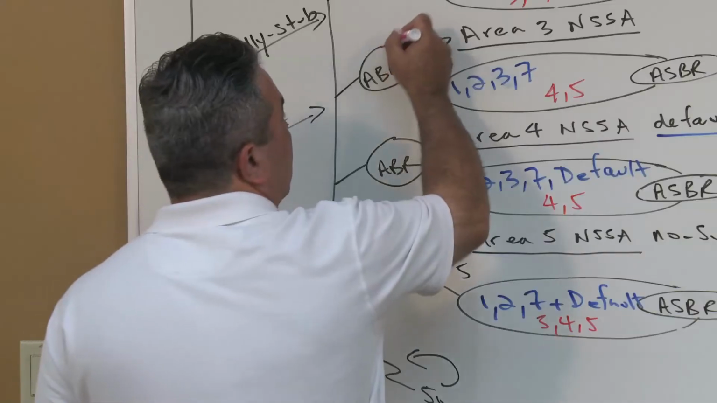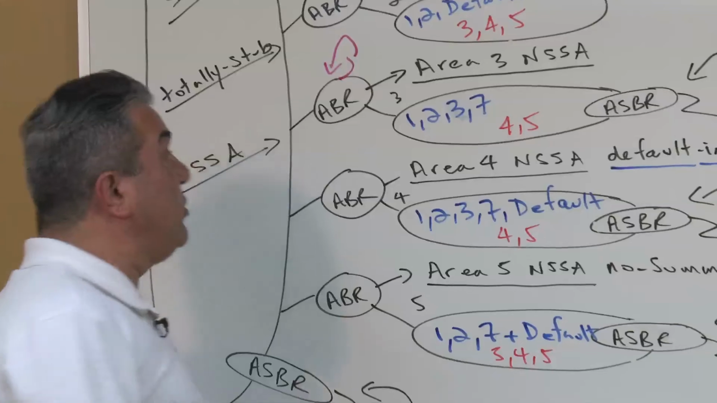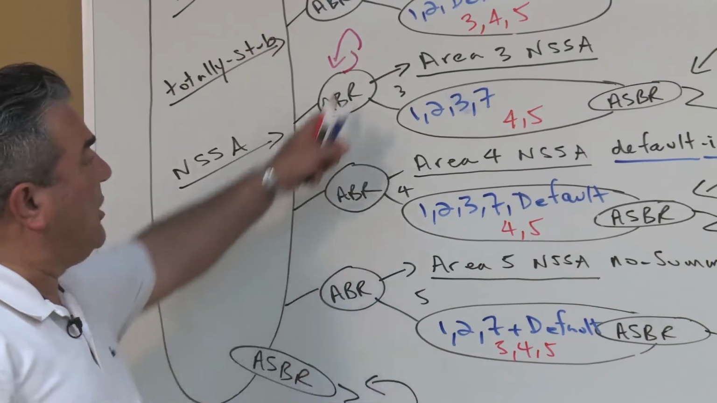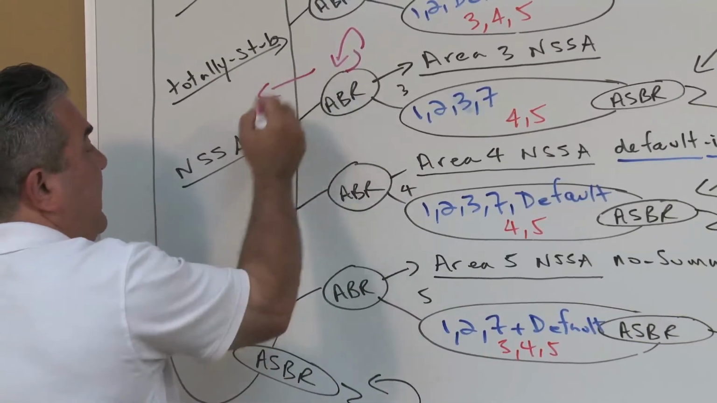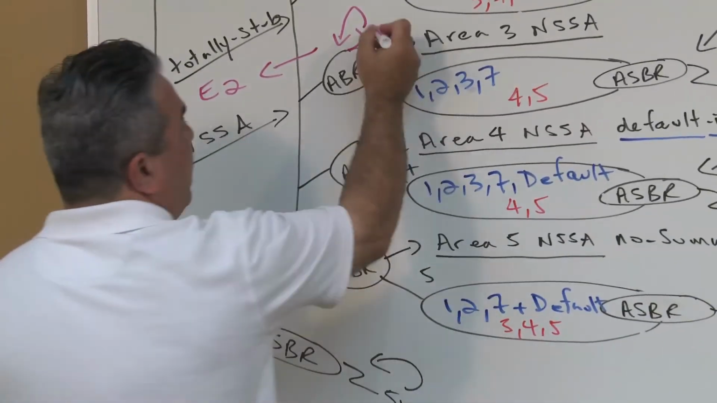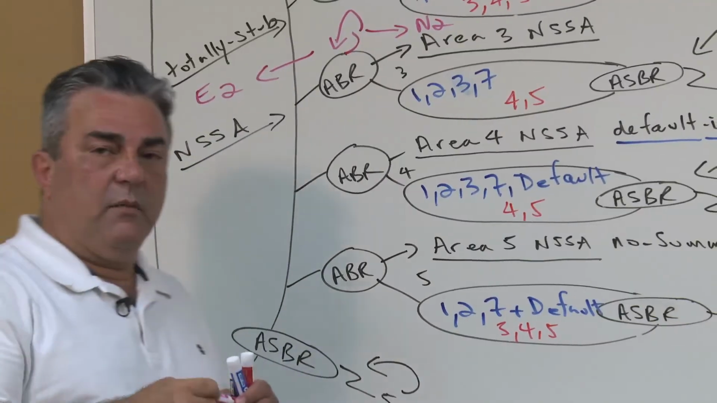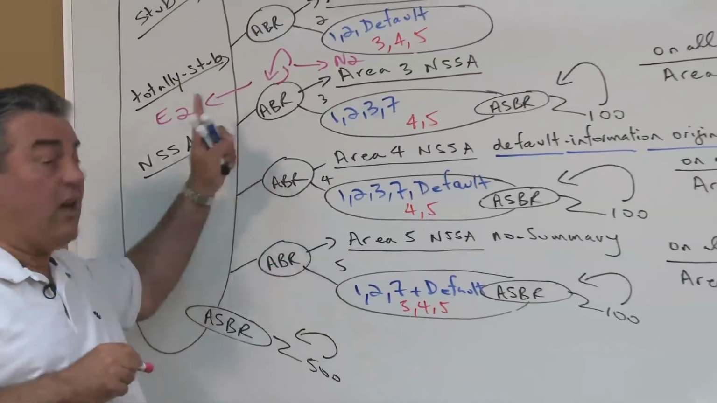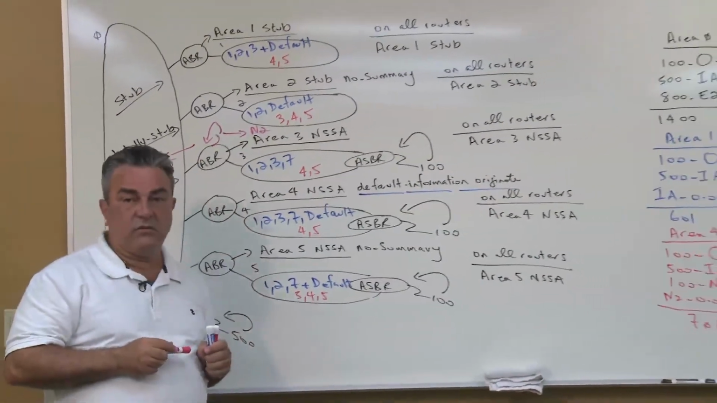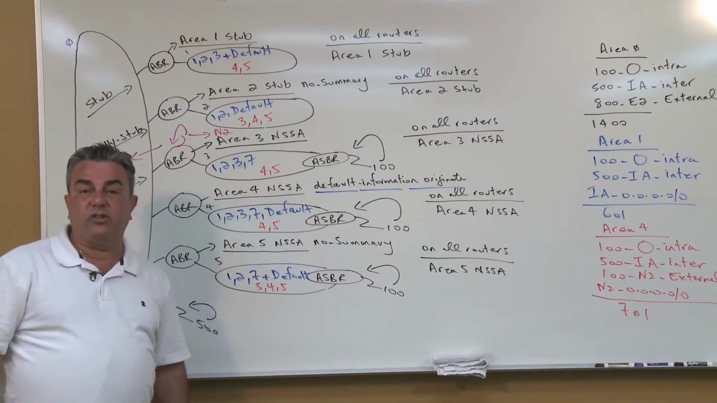So let's say here, I'm going to configure a loopback on that ABR, and I'm going to redistribute that loopback into the OSPF routing domain. That loopback will show up in area 0 as external type 2, and it'll show up in area 3 as N2. But what if I wanted to redistribute the route such that only the routers in area 0 could see the route? Meaning that I don't want any router within area 3 to see the redistributed routes.